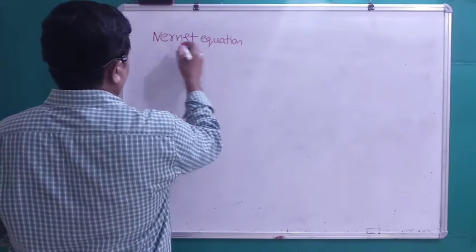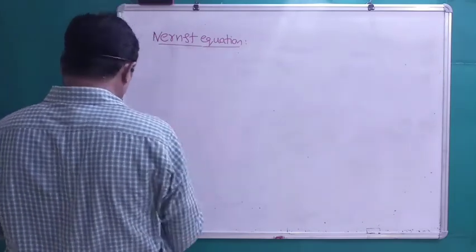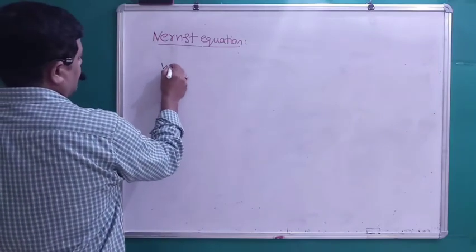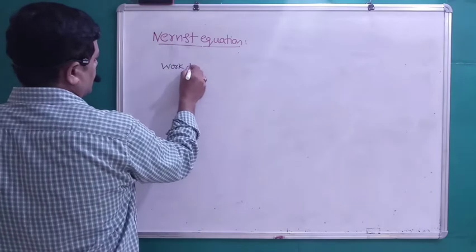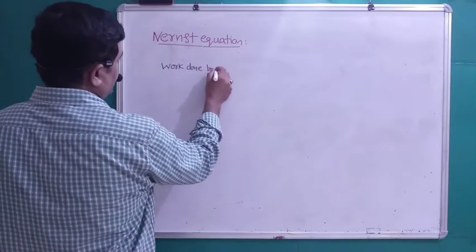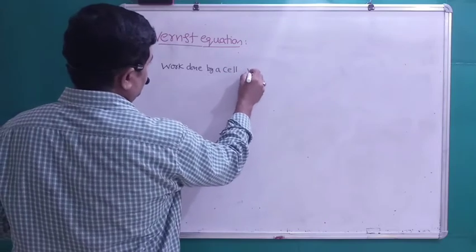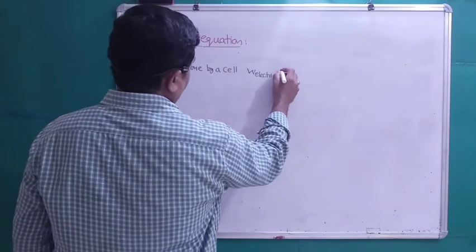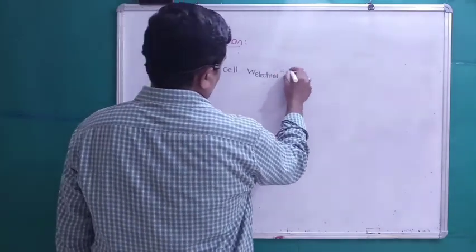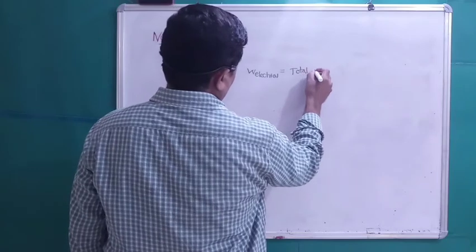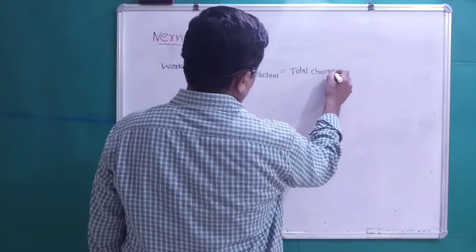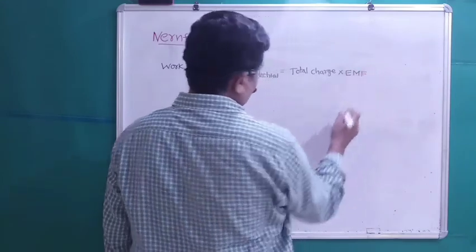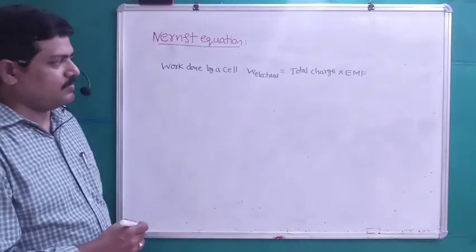Next equation: work done by a cell, which is generally indicated with W electrical. The work done by a cell is equal to total charge multiplied by EMF of the cell.